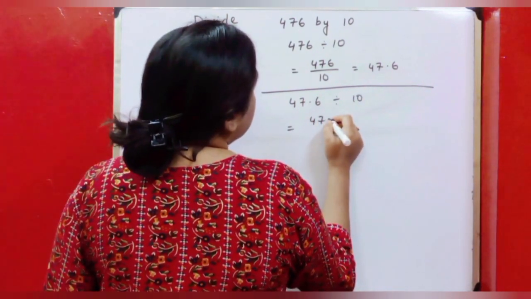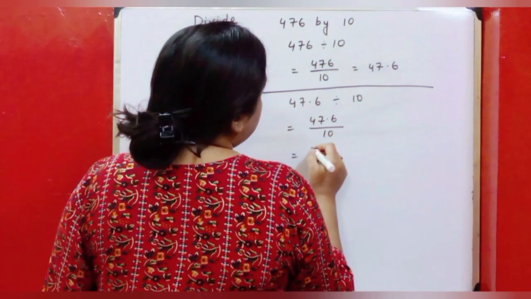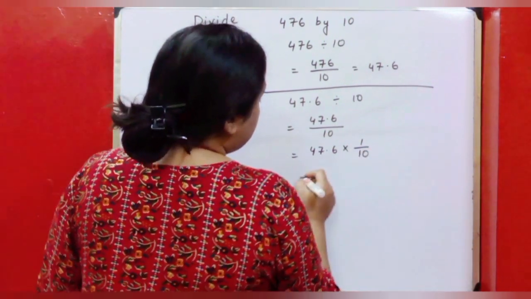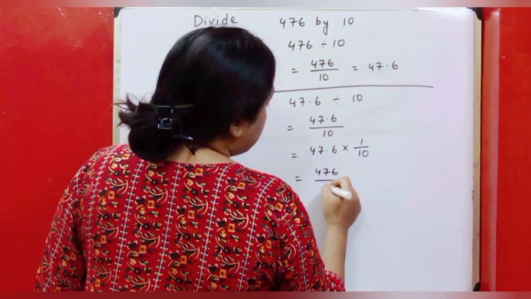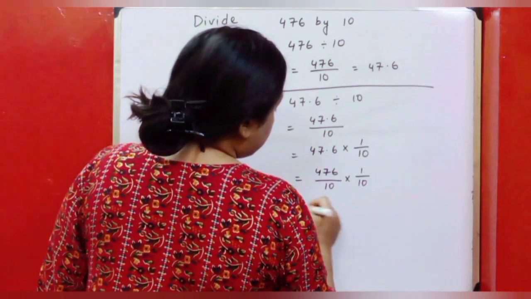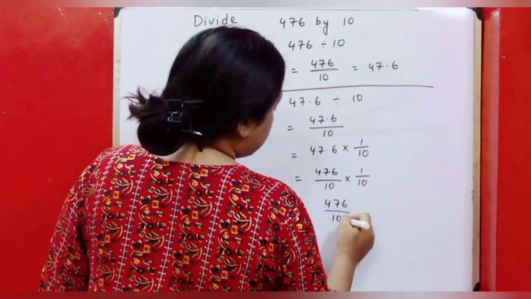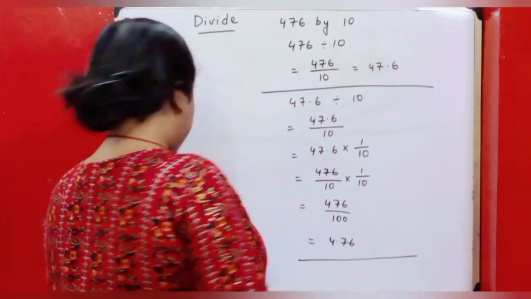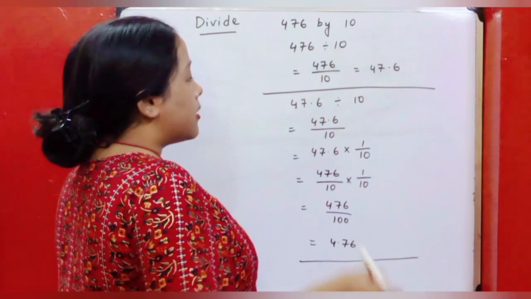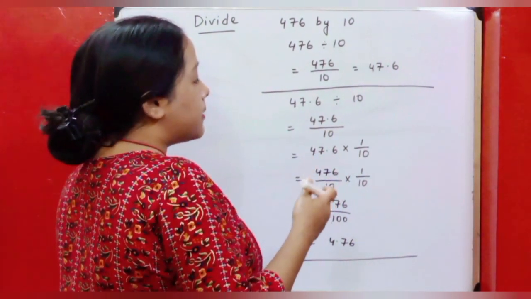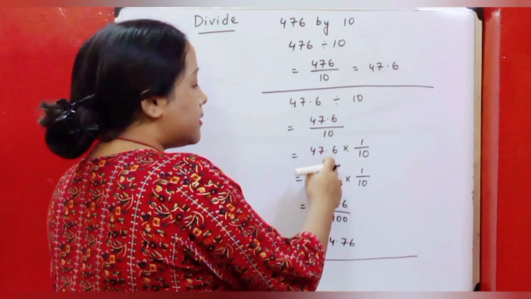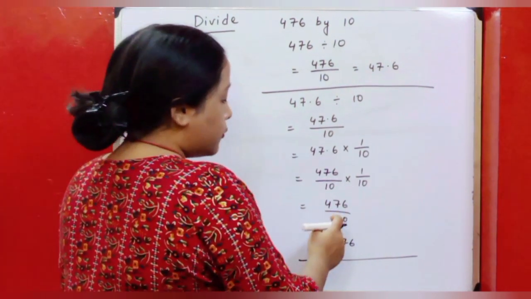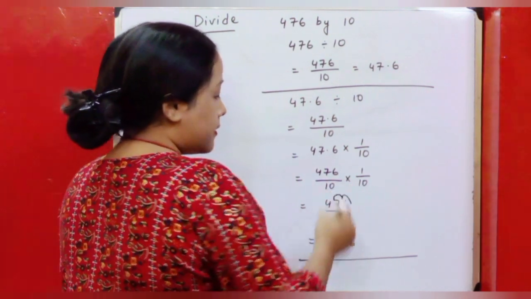So 47.6 divided by 10. I'm showing another method. 47.6 multiplied by 1 by 10. 476 by 10 multiplied by 1 by 10. So 476 by 100. So 4.76. Now what is this 0.6? This means 476 by 10 multiplied by 1 by 10. 476 by 100. Now two zeros, so one place, second place. So 4.76.